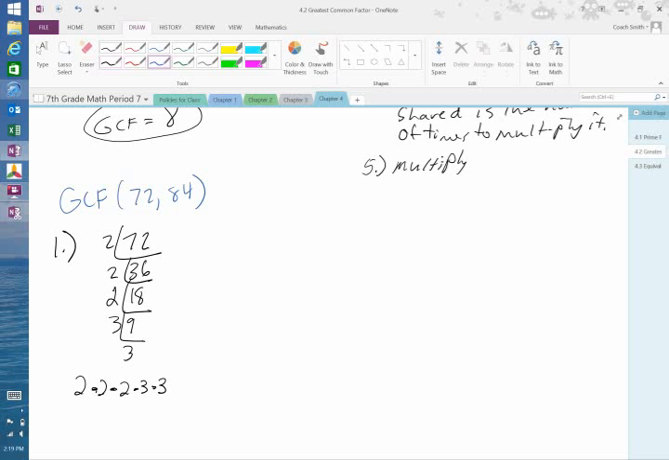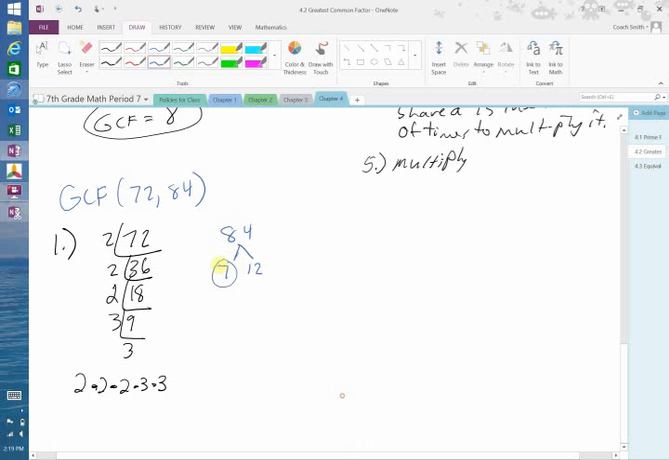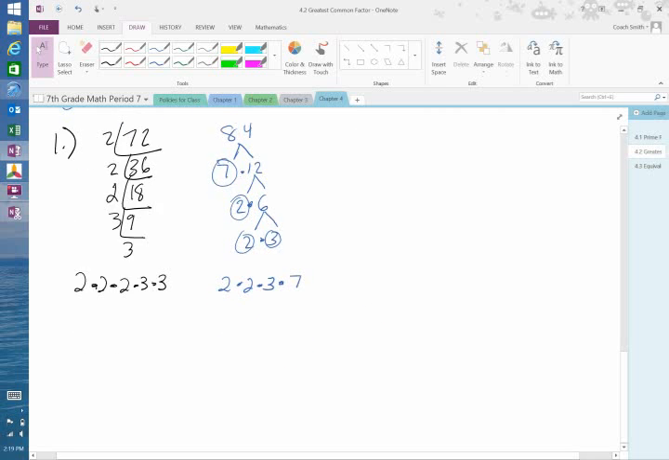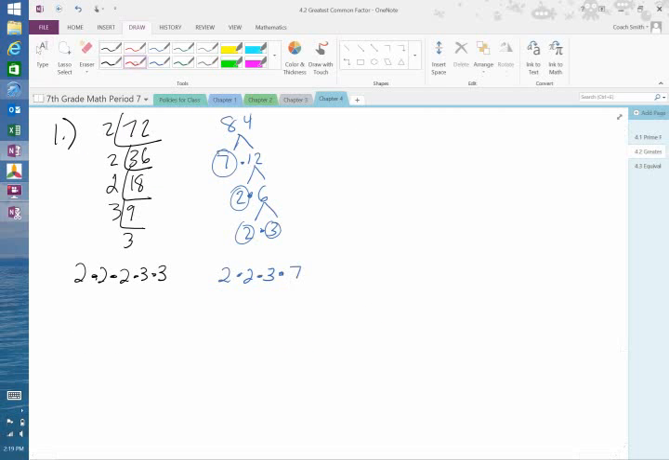Then I prime factor 84. I'll use a factor tree. 7 times 12, 7 is prime. So the factors of 12 are 2 and 6. Factors of 6 are 2 and 3. So the prime factorization of 84 is 2 times 2 times 3 times 7. So that's step 1.